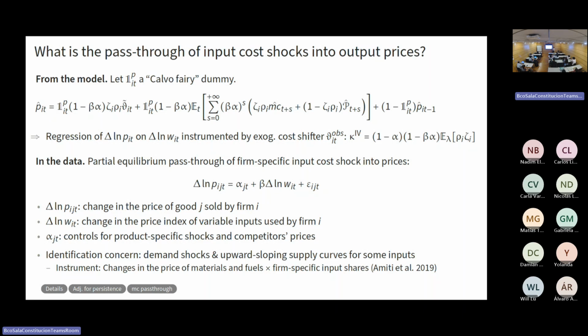And so you're going to drive variation between input prices and product prices that are not driven by a pass-through of cost shocks into prices, but by the effect of demand shocks on both. That's why you need an instrument.